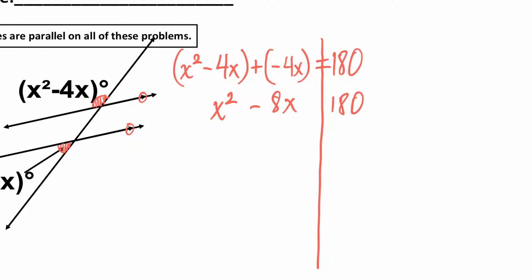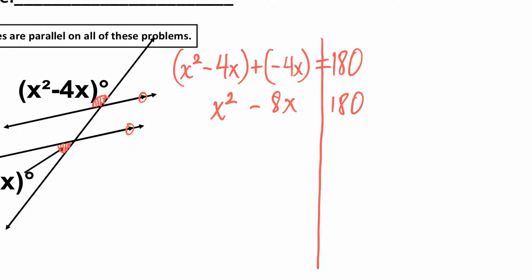If I divide by negative 8, that's still not going to do it. Let me show you. Does anybody have any ideas about what we're going to do here? Can we combine the x squared and the negative 8x? No, they're not like terms, so they cannot be put together.